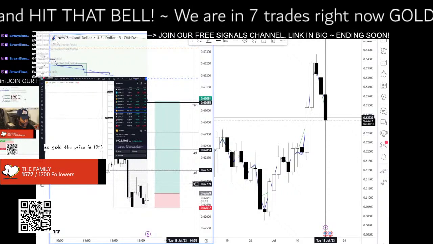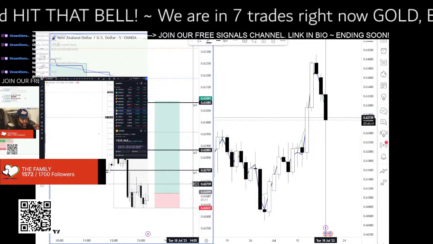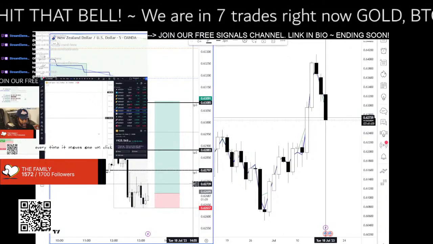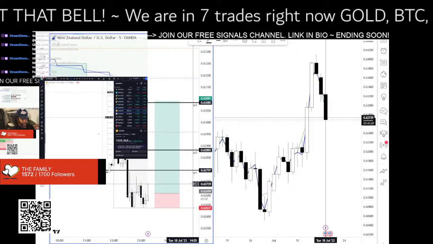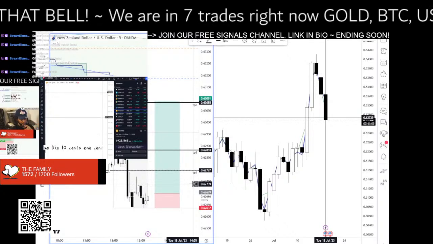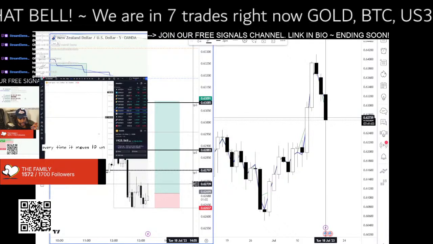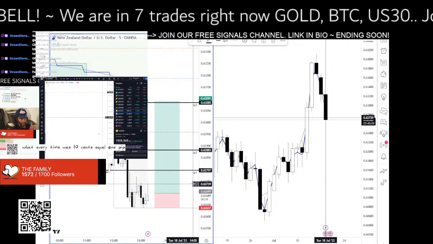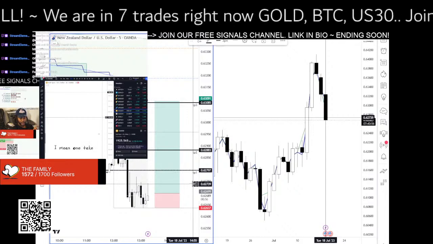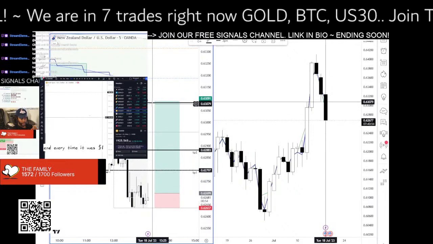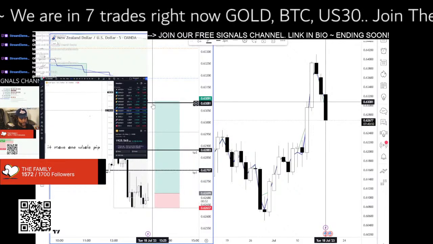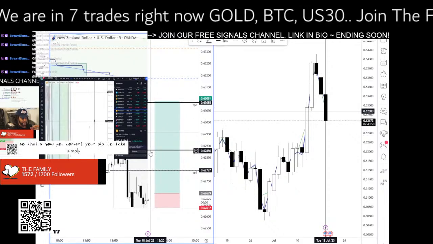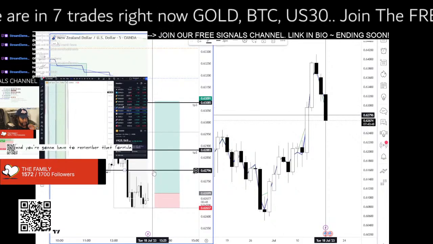So gold, the price says 19.25. Every time it moves 1 click, so like 10 cents, that's 1 tick. Every time it moves $1, it moves 1 whole pip. So that's how you convert your pips to ticks simply. And you're gonna have to remember that formula.